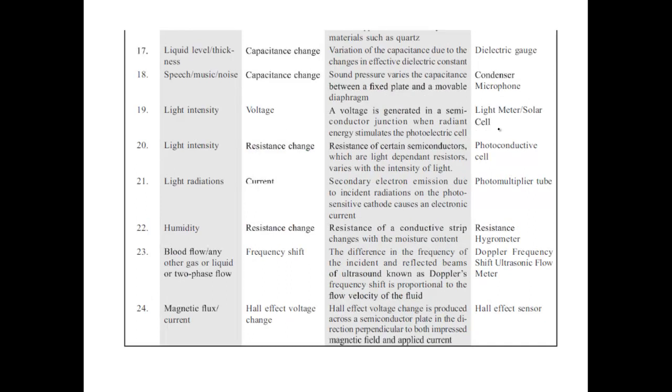Similarly, we have so many examples of these transducers or sensors that are used, and different types of physical principles are actually used. This is the physical principle that is mentioned here. So for example, you have a Hall effect sensor. We'll talk about this in detail. This converts a magnetic flux or the current into the Hall effect voltage change. Now the principle is that Hall effect voltage is produced across a semiconductor plate in the direction perpendicular to both the impressed magnetic field and the applied current.